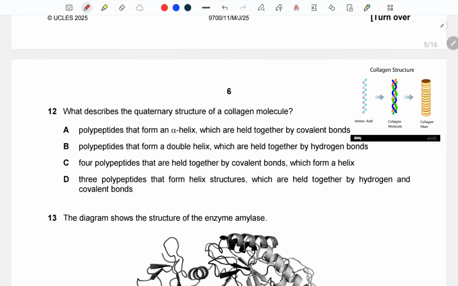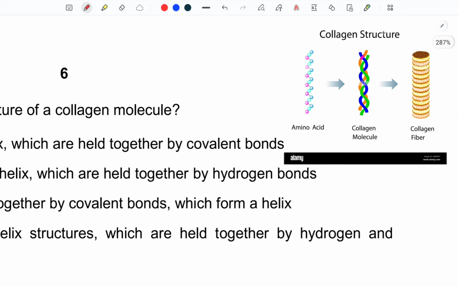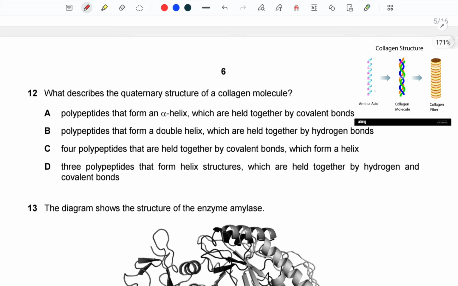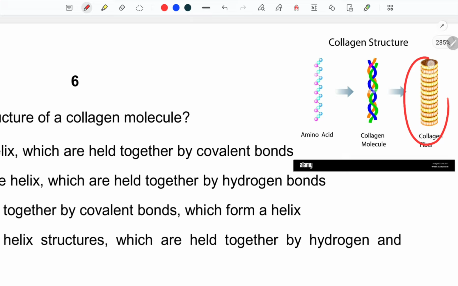12, which describes the quaternary structure of a collagen molecule. For a collagen molecule, the quaternary structure can be visualized from this diagram over here. In this collagen structure, the amino acids are first arranged, and then the collagen molecule consists of 3 polypeptides, orange, green, and blue. 3 polypeptides which are forming a helix structure. These are held together by hydrogen bonds, and hence then they form the collagen fiber.